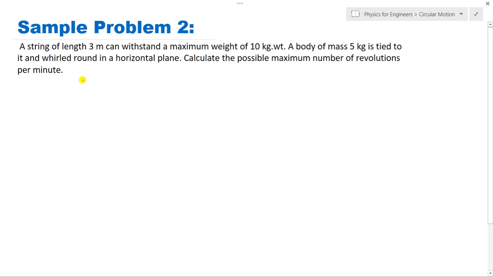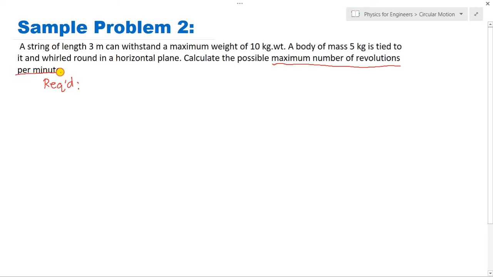Sabi dito, a string of length 3 meters can withstand a maximum weight of 10 kilogram weight. A body of mass 5 kilogram is tied to it and whirled round in a horizontal plane. Calculate the possible maximum number of revolutions per minute. So, our requirements here is what? Sabi dito, the maximum number of revolutions per minute.